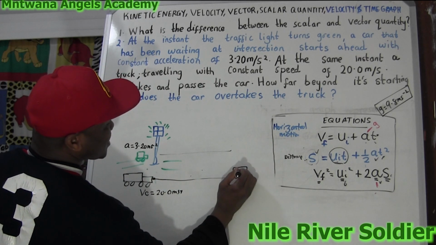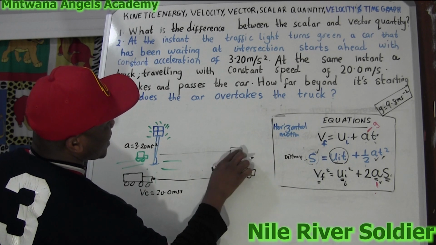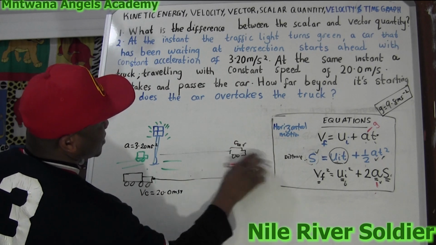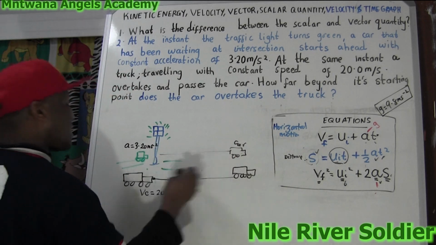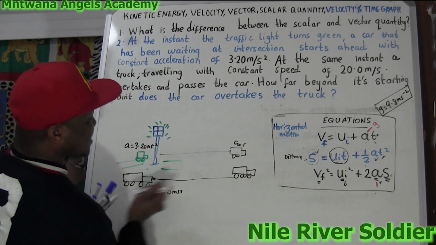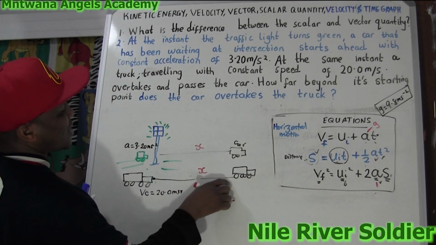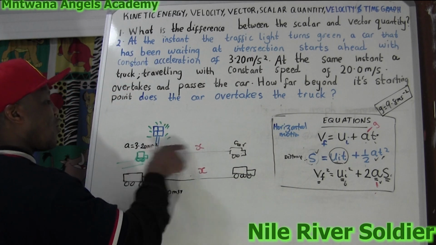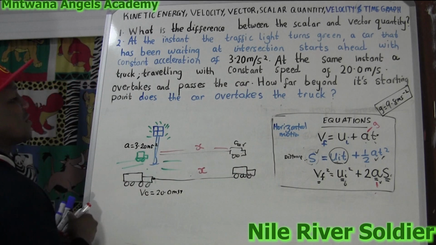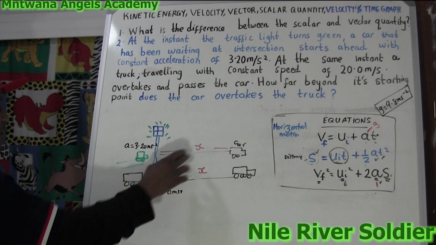Let's say this is a point. The car came and overtook a truck. Remember, when this car comes and overtakes the truck, they're going to cover the same distance. The car overtook, but it was not too fast. But when it comes and overtakes, they're going to cover the same distance where the car comes and overtakes the truck. Now, they ask how far, so we want to find the x.